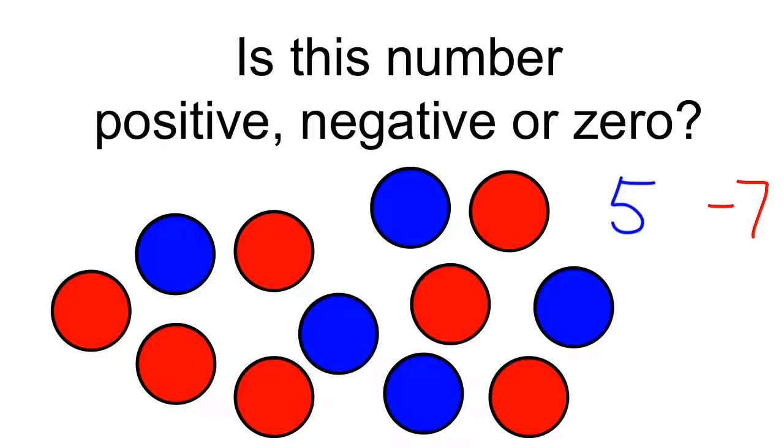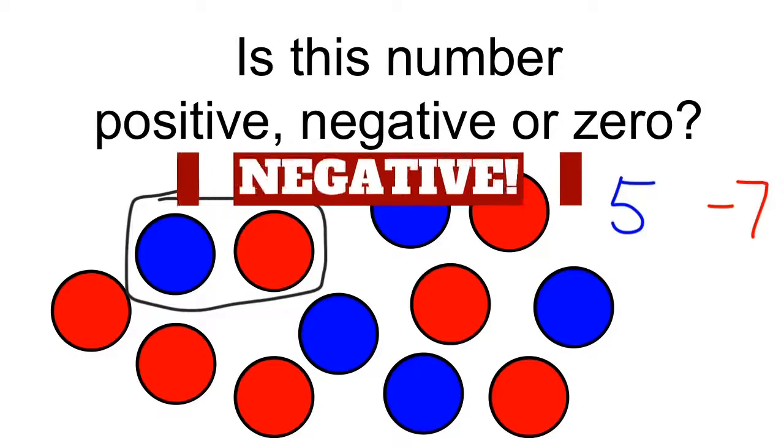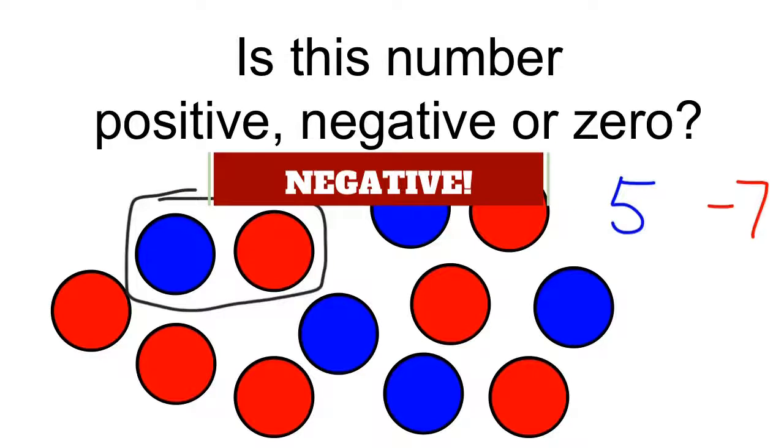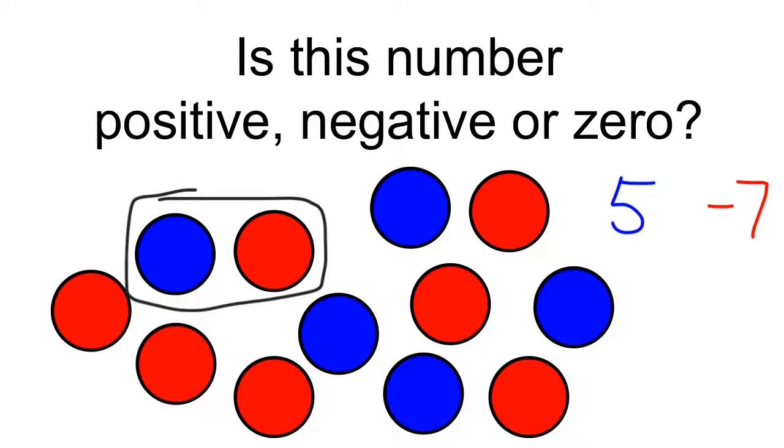We can clearly see there are more negatives than there are positives, and remember that every pair of these basically cancels out to 0. So think about this. I have only 5 positives and 7 negatives. So after all this canceling happens, what's going to be left, positive or negative? And if you said negative, then you are right. This would be a negative number because there are more negatives than positives.